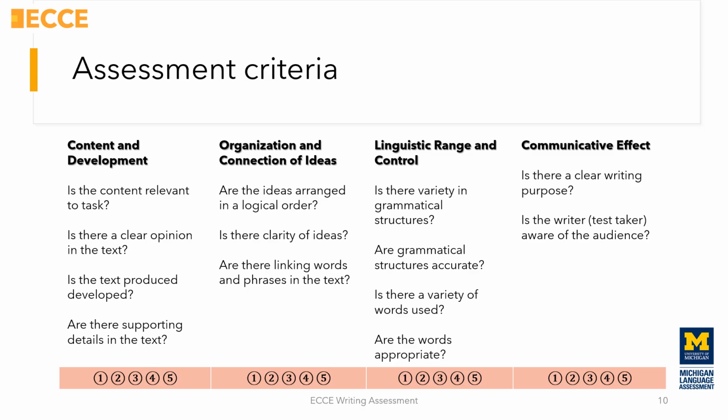There are 4 criteria assessed by Michigan Language Assessment raters. Writing section answers are assessed by 2 raters independently, each of whom awards a maximum of 20 points as follows: up to 5 points for content and development, up to 5 for organisation and connection of ideas, up to 5 for linguistic range and control, and up to 5 for communicative effect.